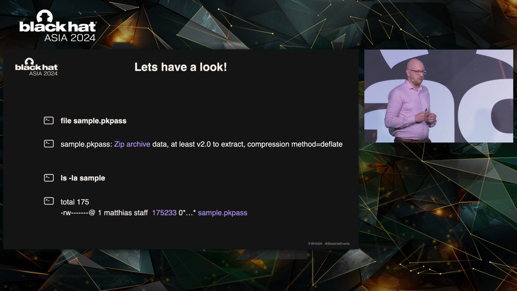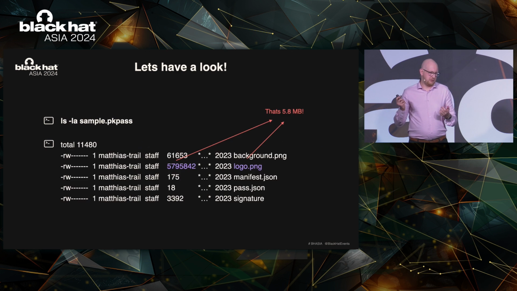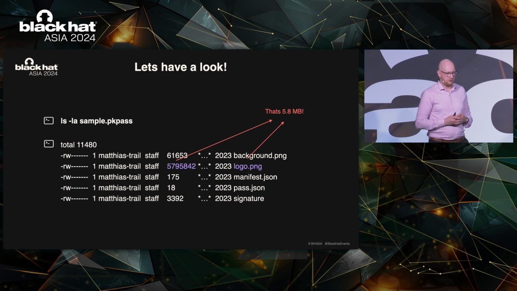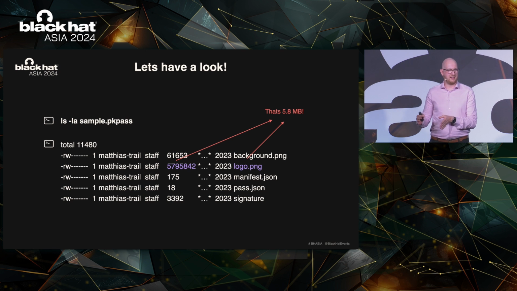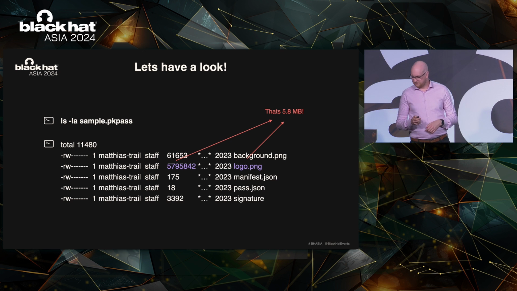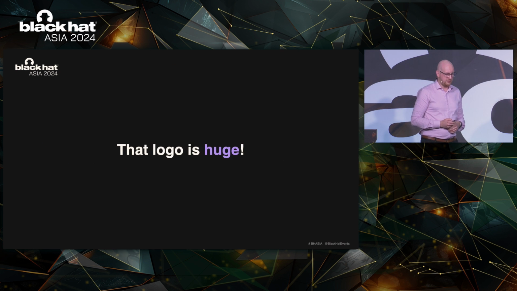Well, of course, we always should validate. So let's check it with file. And what we can see here, yes, indeed, it's a zip archive, and the zip archive is roughly 175 kilobytes large. So let's unarchive it and see what's inside of this. If we look inside, we find a couple of JSON files, as predicted, but we also find a file which is a logo.png that directly stands out. And that's not only because it has like 5.8 megabytes of size, which is quite a lot. So that logo is definitely huge.